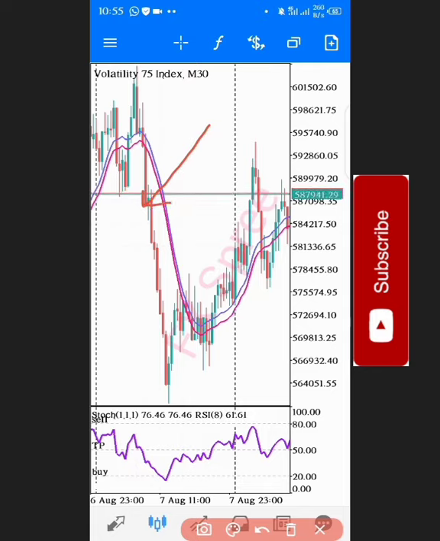Can you see that? That is your entry point. Because already here we have the envelopes crossing each other. So wait at the closure of the candle below the cross over there. That is where the arrow points at. That is your entry. You enter there.